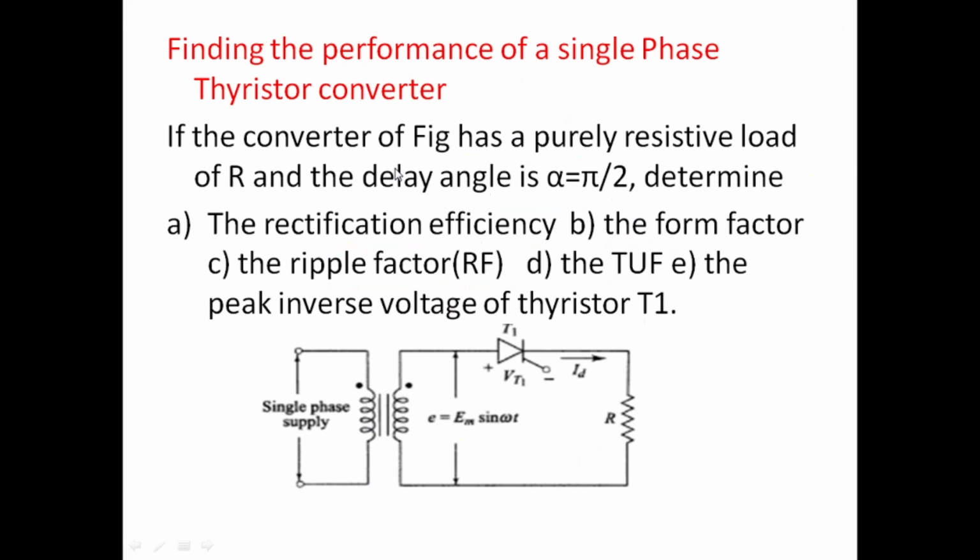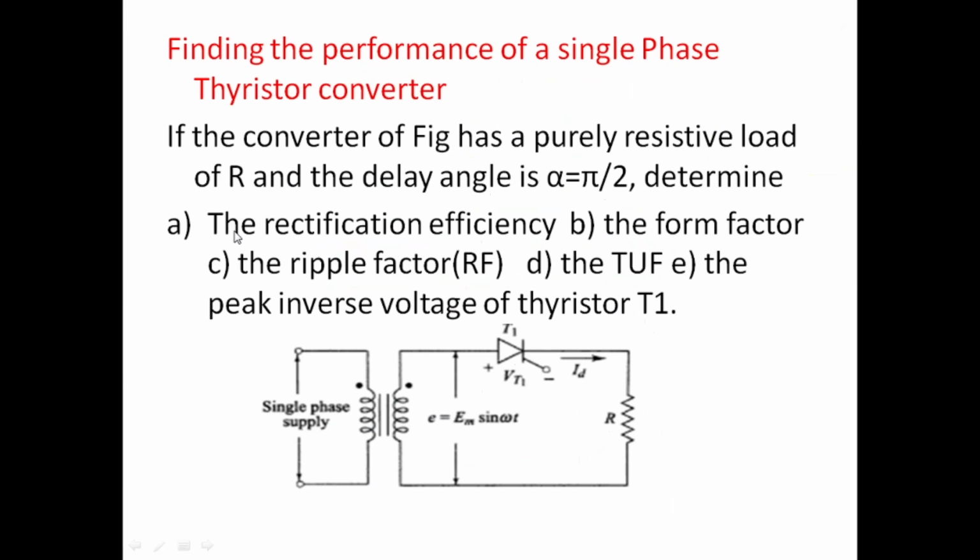Which circuit are we asking about? He is asking about the figure. This is a half wave controlled rectifier. Which load? The load is R. If the load is R, we need to understand that the current is in phase with the voltage. This is the input voltage. What is the firing angle? The firing angle is pi by 2, 90 degrees.